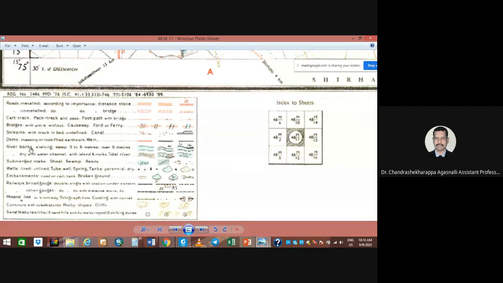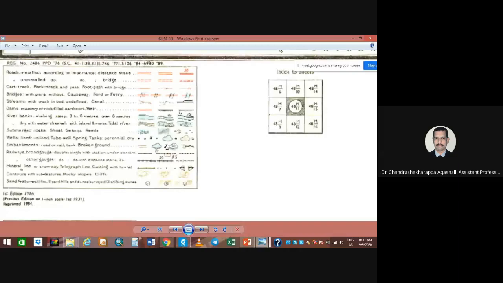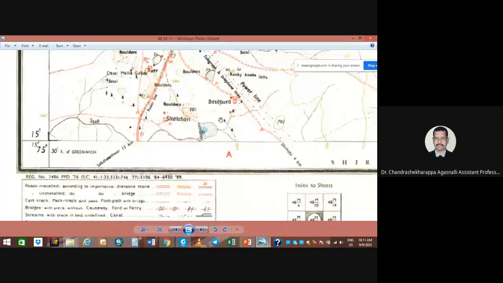Okay. And river banks, and also 3 to 6 meter shelving steps, that also you can show. Dry and wet canals, that also they are showing here. Okay. Submerged rocks, okay, and exposed rocks, they are showing here like this. Wells can be shown like this. These are the symbols, how they are going to represent. With these symbols, you can easily identify this.